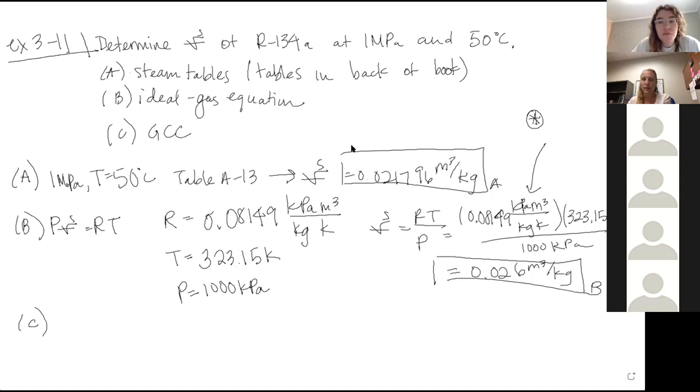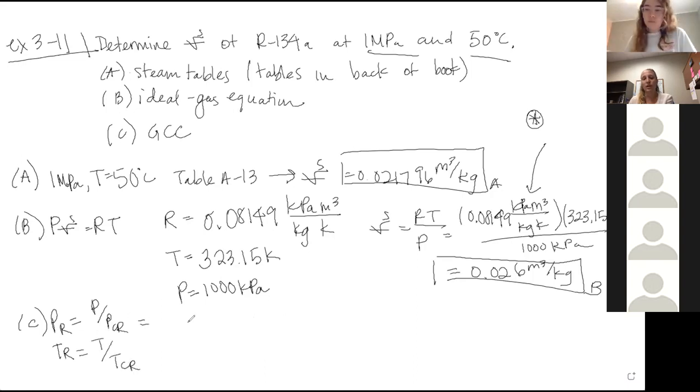Got it. Thank you. All right, so part C is the hardest, I think. We're using the generalized compressibility chart. We're given pressure and temperature, so we want to find our pressure reduced and our temperature reduced to then find our Z value. Then we use that Z value as a correction for part B, which is our ideal gas. Our pressure reduced is our pressure over pressure critical. Our temperature reduced is our temperature over temperature critical.